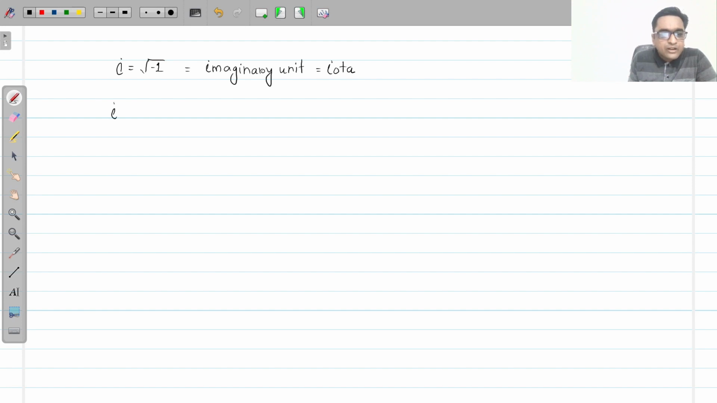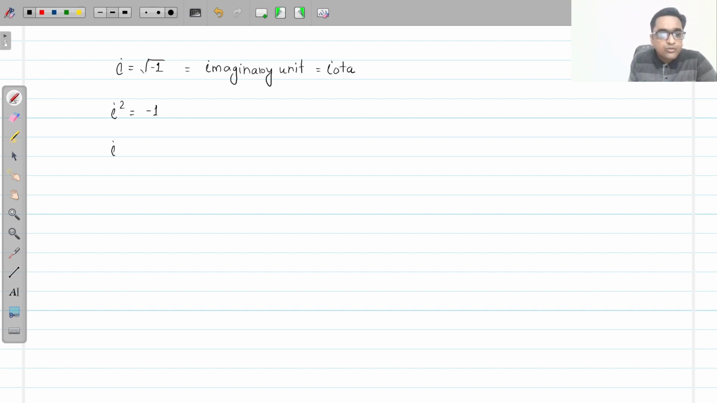So what is i square? It is simply a number, like any number 2, 3, 4. So what is i square? Under root of minus 1 into under root of minus 1, it is minus 1. So we get a value of minus 1; i square is equal to minus 1.